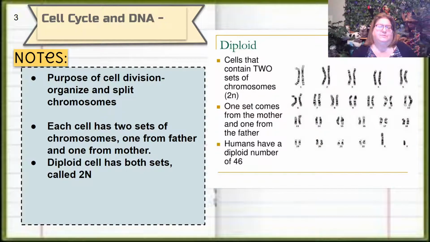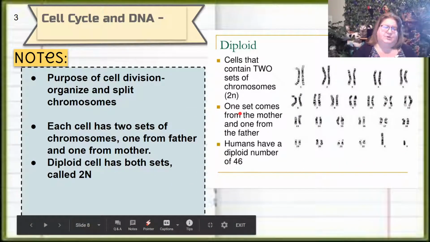Now, the purpose of cell division is to split the chromosomes and properly distribute them. Each cell has two sets of chromosomes, one from mom, one from dad, and we call that set diploid. So if you have two sets, you are a diploid cell. And you can count them up. Humans have a diploid number of 46. So you'll notice 2, 4, 6, 8, 10, 12, and so on, to the last two, 46.